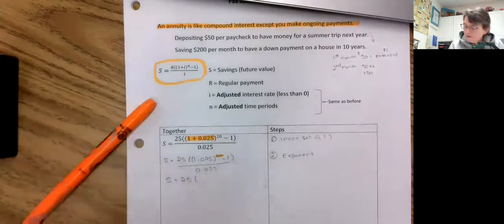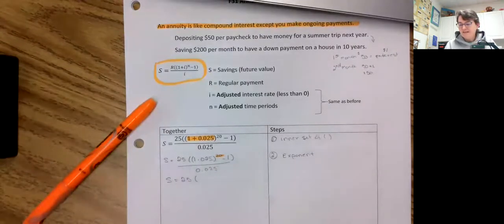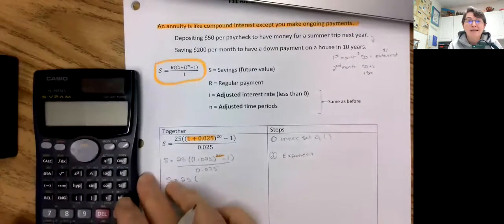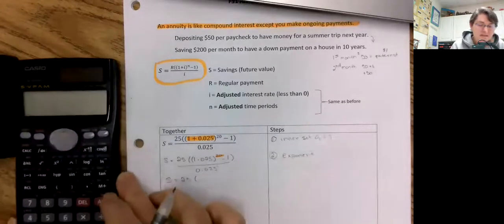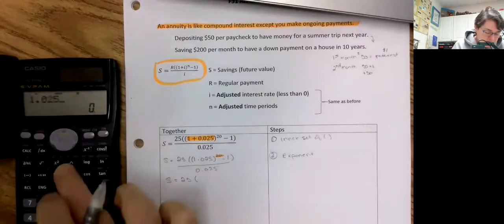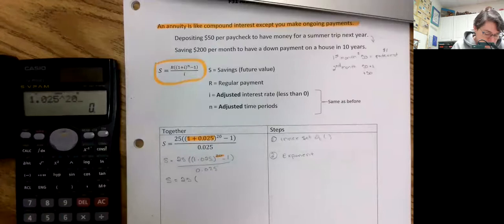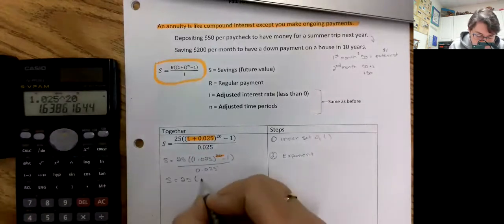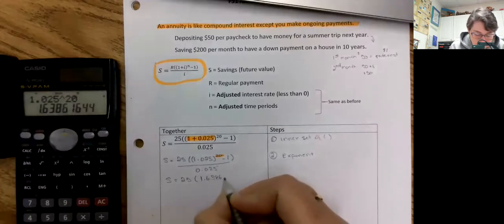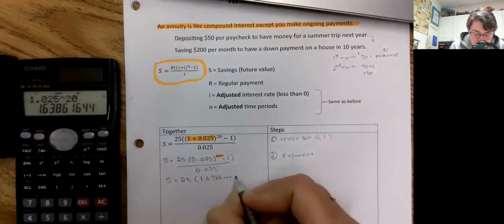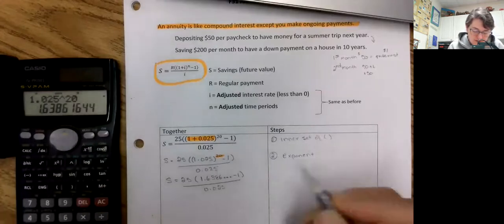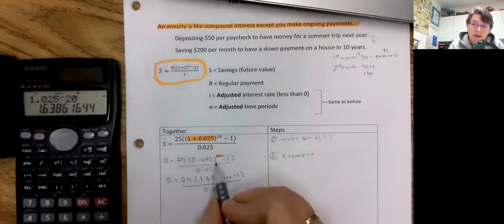Okay, now 1 point. I just lost my calculator, which is kind of embarrassing because it's not like I've moved from this spot in the last couple of hours. There we go. All right, let's do this. 1.025 to the power of 20. So 1.6386. I'm going to get lazy. Minus 1, over 0.025. Okay, so when we did that, we got rid of that set of brackets.